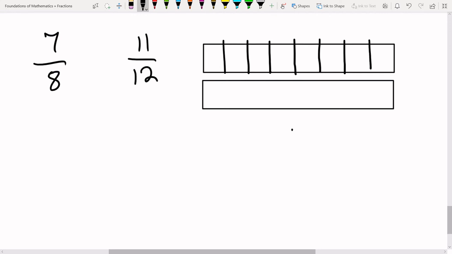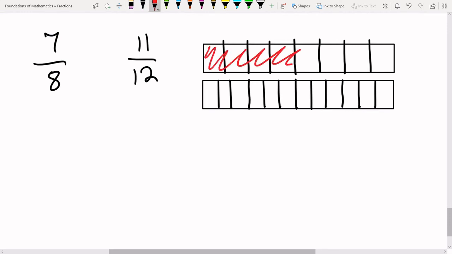So next one is going to be 12. So let's see, we'll do this. And then okay. So kind of imagine these are equal. 7/8 is this portion here. So we have 7 of these out of the 8. 11/12 is this portion here.